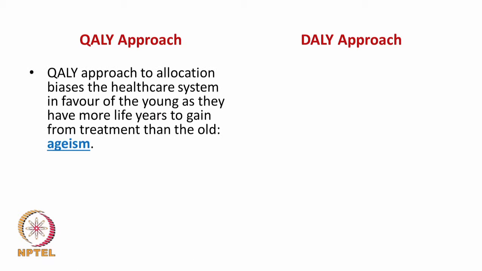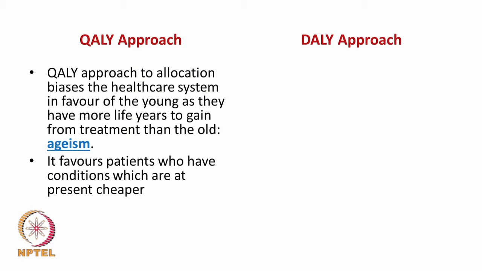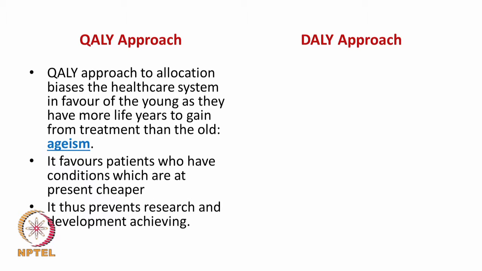So, let us have a very brief comparative look at QALY approach and DALY approach. In the QALY approach, allocation is biased. The healthcare system is in favor of the young, as they have more life years to gain from treatment than the old. I have already mentioned this. A person who is much younger has more quality life years ahead. So, naturally the preferences go to that person. Viewed from that direction, this is ageism. This seems to be prioritizing young people over old people, which is actually not a correct strategy. Again, it seems to be favoring patients who have conditions which are at present cheaper. That is also there. It thus prevents research and development achieving.